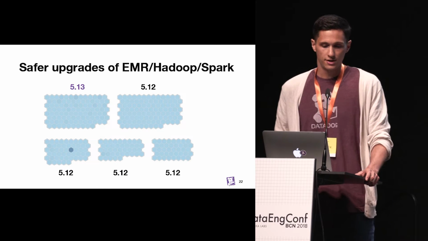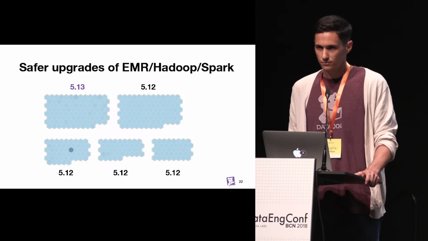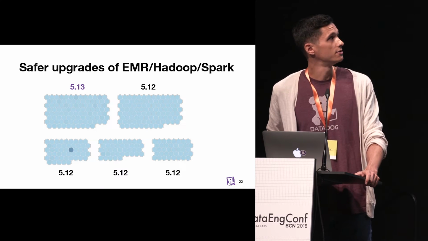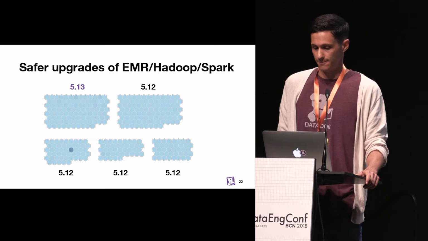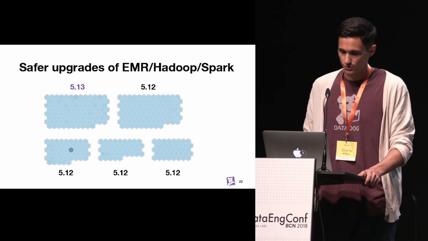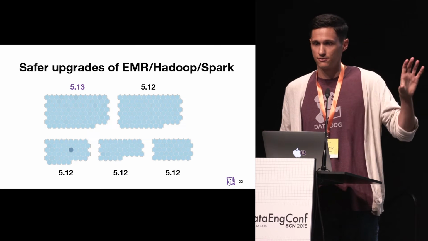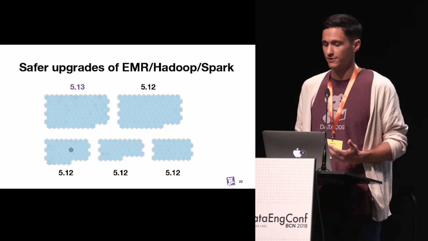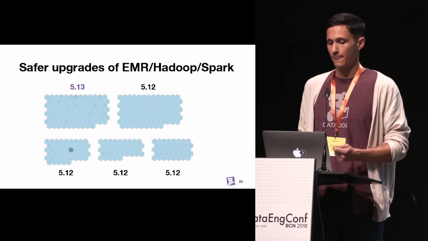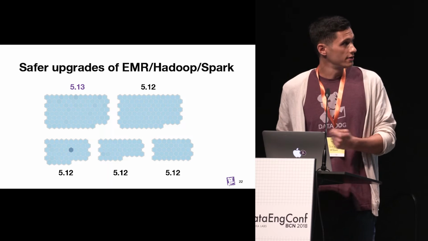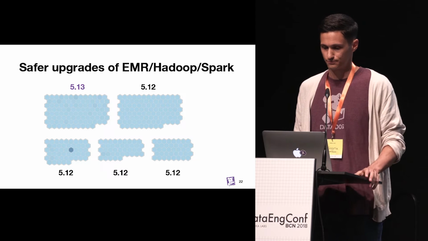And the last advantage is we can do easier upgrades of EMR, Hadoop, and Spark. These are usually painful to upgrade because stuff will break, new bugs are introduced. So what we can do here is do the upgrade on a single cluster first. We're going to test that everything works fine. We're going to let it run for a little while to make sure that it's okay. And once we know that everything looks good, we can gradually upgrade all the other clusters.